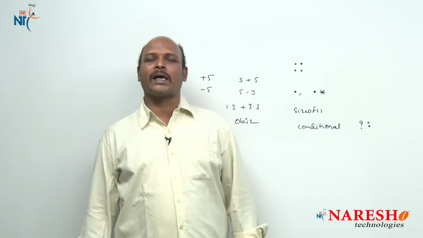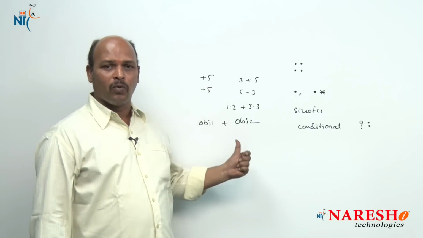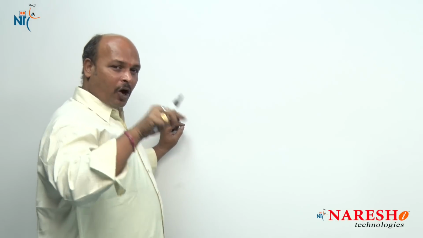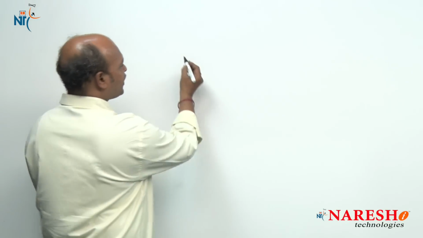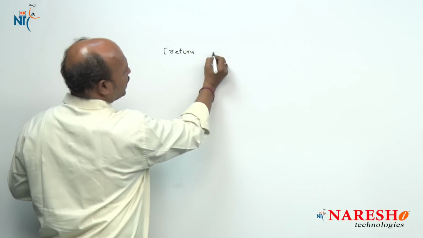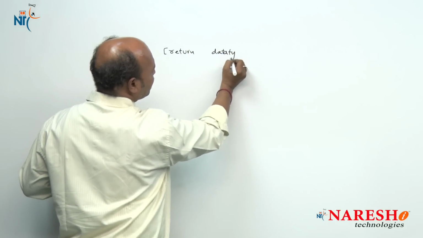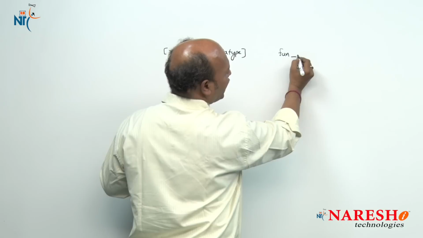Now what is the syntax for operator overloading? I will show you the syntax for operator overloading. We have discussed that operator overloading is the process of using an operator instead of a function. That means before discussing the operator overloading syntax, what is the function definition syntax? Generally in function definition syntax, first the return type, which is the return data type, later the function name.